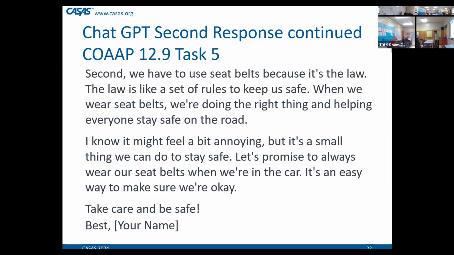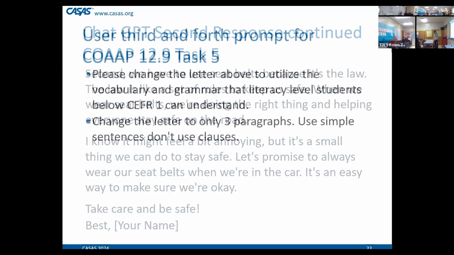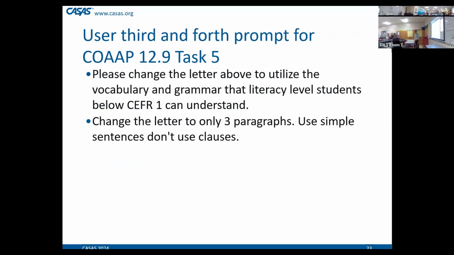So we went back in again, to make it even lower. And this time we said, change the letter to utilize vocabulary and grammar that literacy levels below CEFR 1 could use. And change it to only 3 paragraphs with simple sentences and no clauses. And this is what we got.